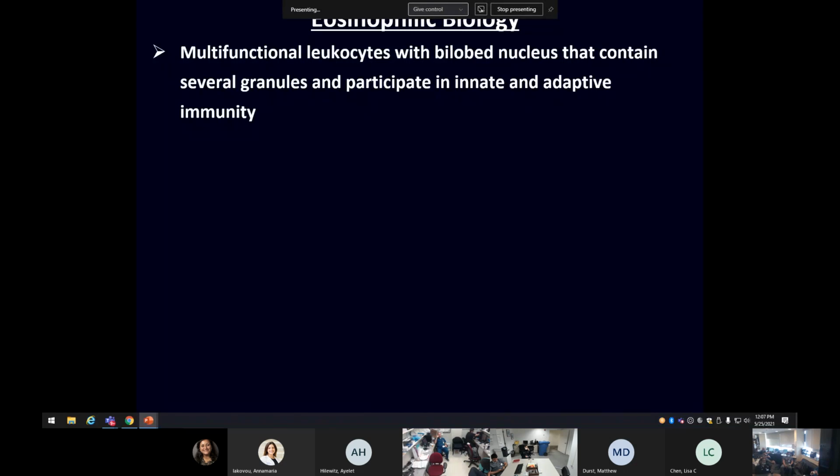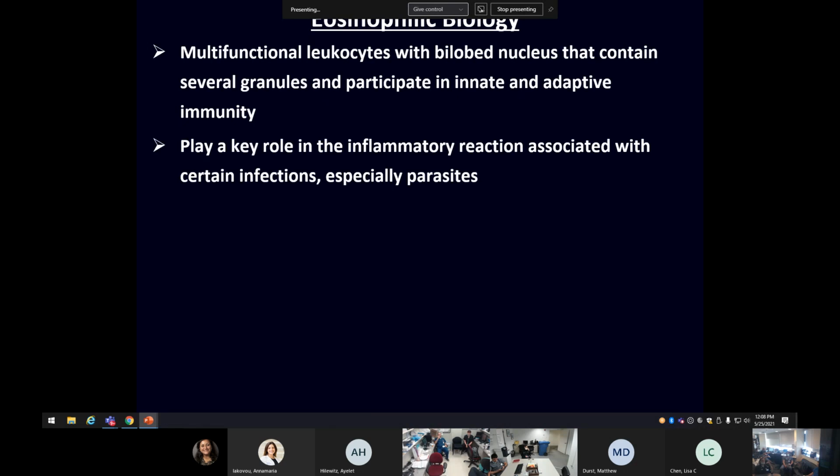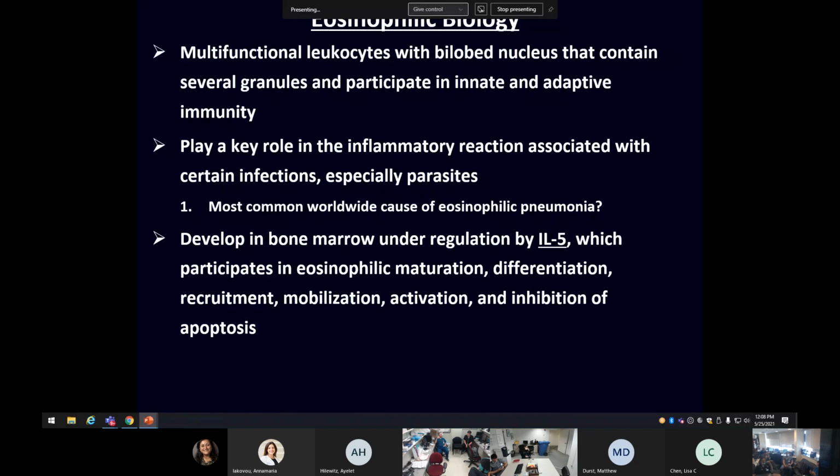So you can imagine that having drugs that target those interleukins may have some role in these eosinophilic lung diseases, and of course, eosinophilic asthma, but that's not the topic today. So these eosinophils, again, they have these several granules. They participate in innate and adaptive immunity, and they play a key role in the inflammatory reaction associated with certain infections, especially parasites. And in fact, the most common worldwide cause of eosinophilic pneumonia is really parasitic infections.